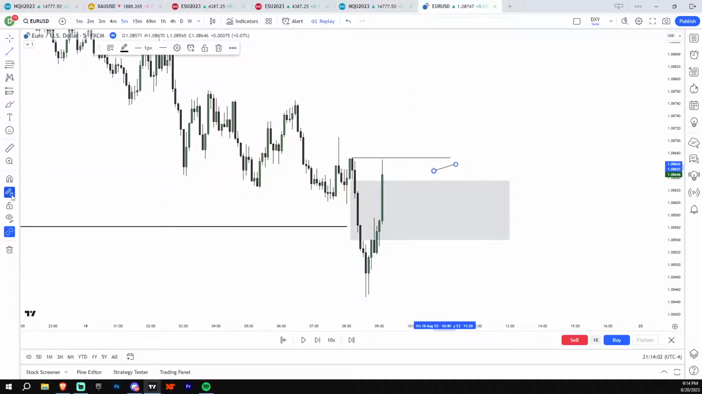So my drawing lock is on for some reason. Why is this on? What the hell? I'm not turning this on. I don't know why it's doing this.